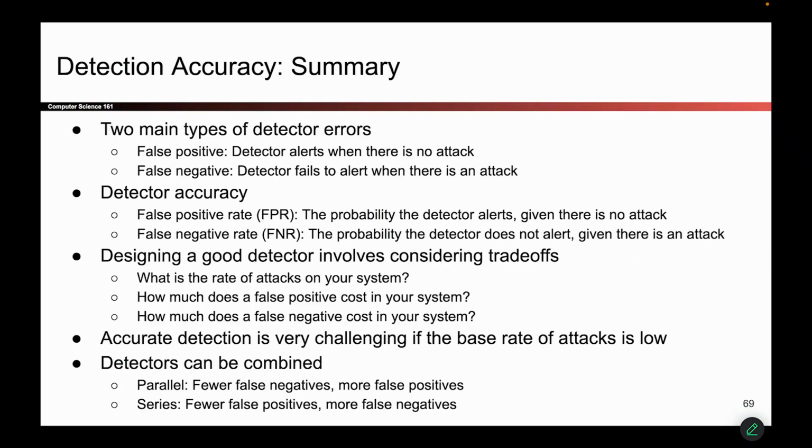And remember, the base rate fallacy said that if you have a lot of legitimate accesses and only a few attacks, even a very good detector going in and scooping up a bunch of flags will probably get tons of false positives in addition to the attacks. So accurate detection is very hard if the base rate of attacks is low. And we saw ways you can possibly combine detectors, and those lead to trade-offs as well.